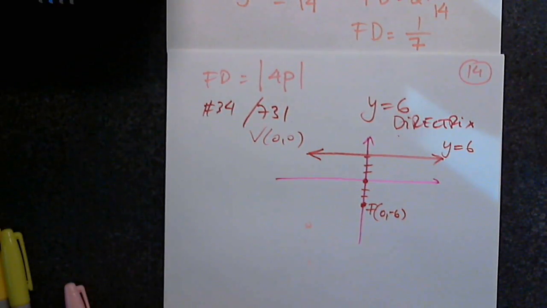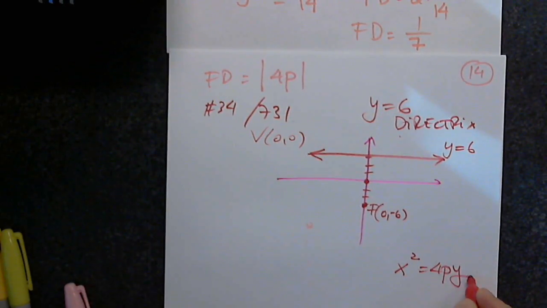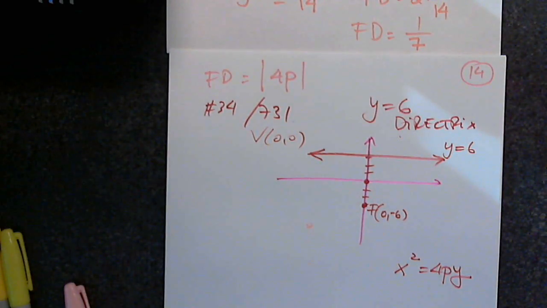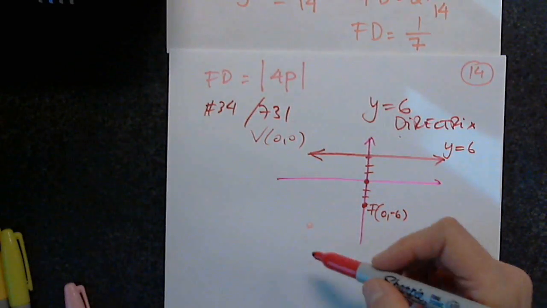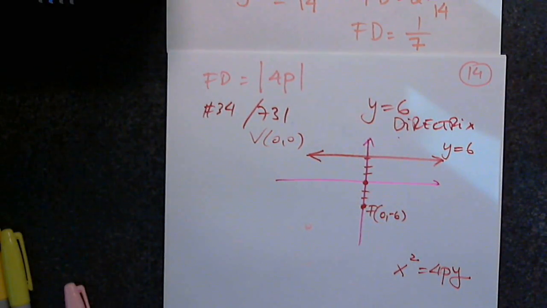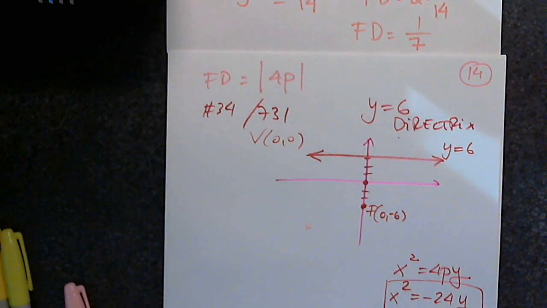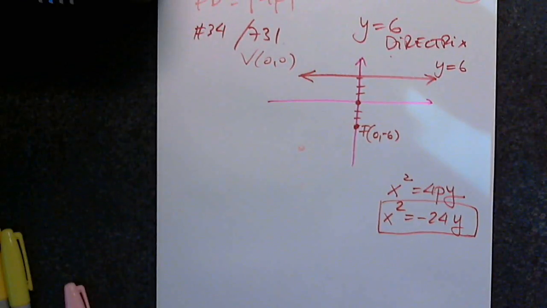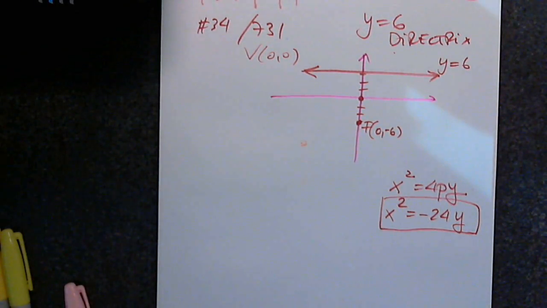Obviously, we know that in this situation we are facing x squared equals 4py, because this is a function. So the parabola will open downward. I have p, which is -6, so then this is x squared equals -24y. Okay, let's look at 41 through 50, and then the parabolic reflector.